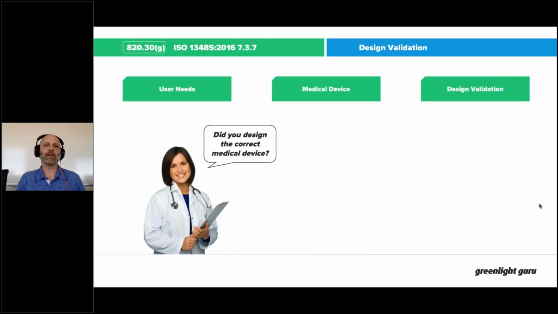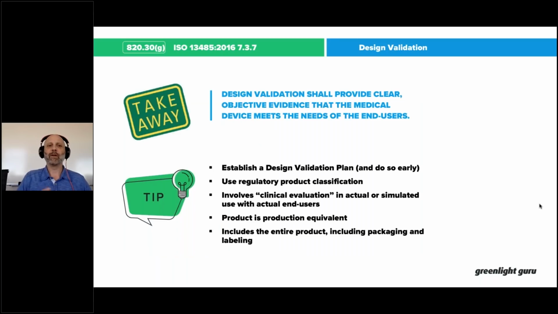Speaking of validation, I talked about the voice of customer. That end user is a very critical component to design validation. Validation is proving and demonstrating that we've designed the correct medical device. It ties back to those user needs, and so it's very important to keep that in mind. A couple of tips to think about for validation: I should be documenting a design validation plan.